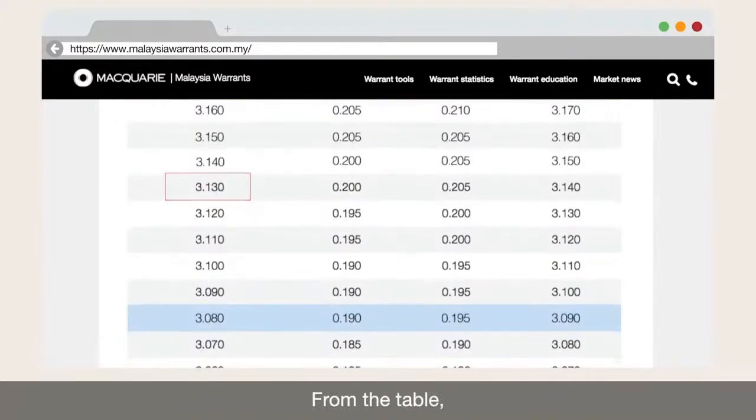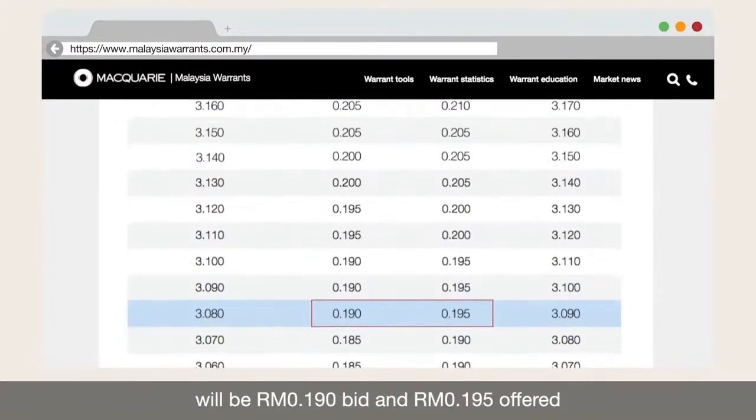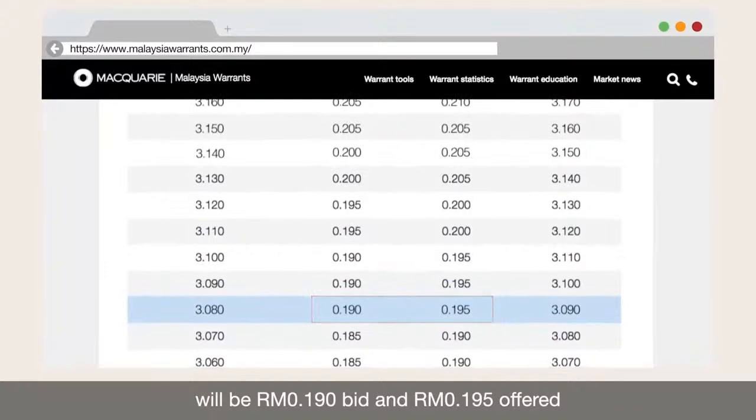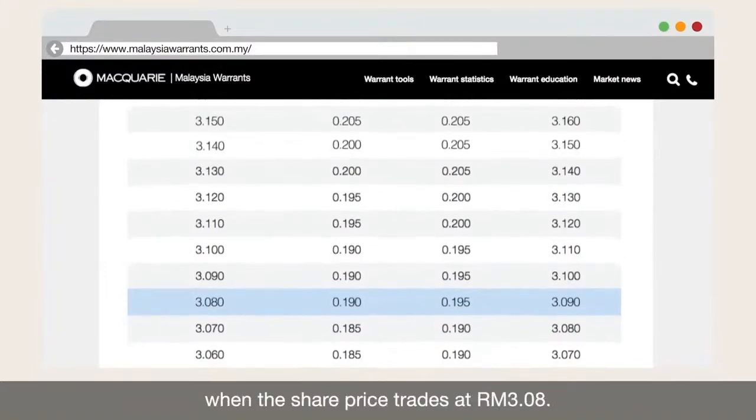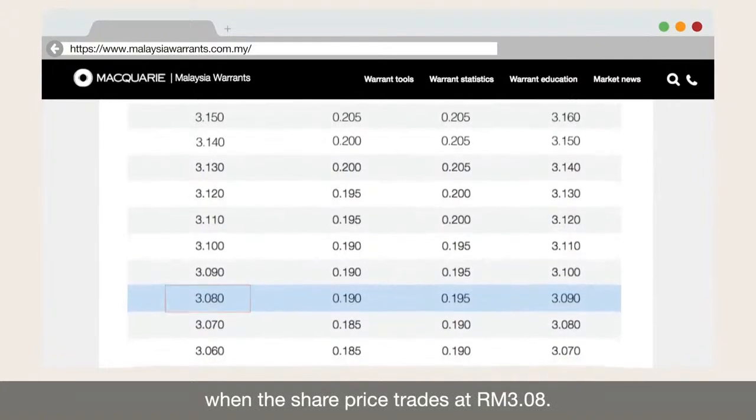From the table, you can see that the warrant price will be 0.190 ringgit bid and 0.195 ringgit offered when the share price trades at 3.08 ringgit.